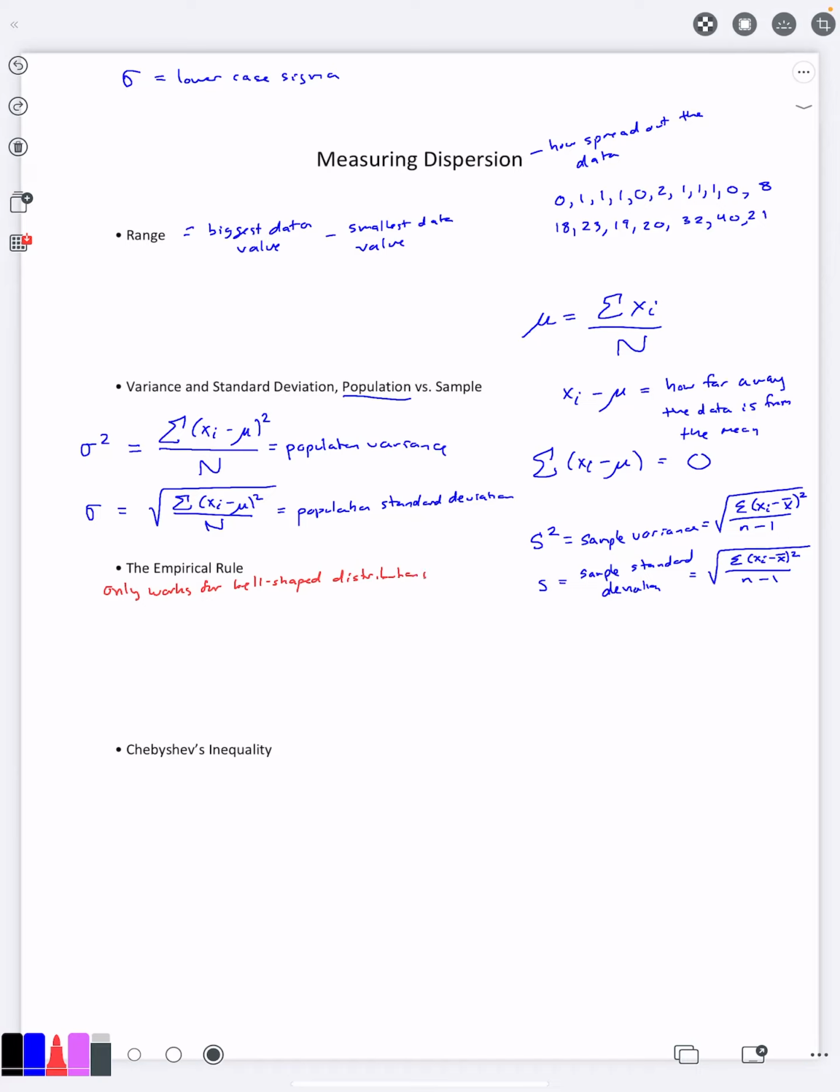That's all it works for, so you don't try to use this on a uniform. Don't try to use this on the skewed left or skewed right. It has to be a bell-shaped distribution. And it tells us the following here.